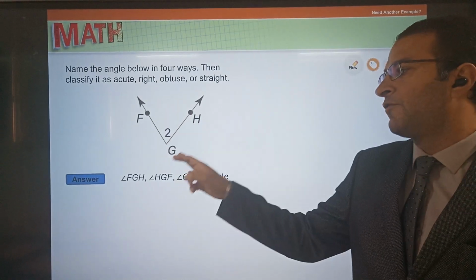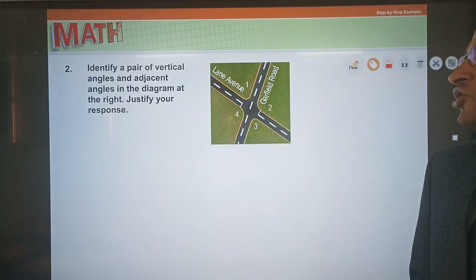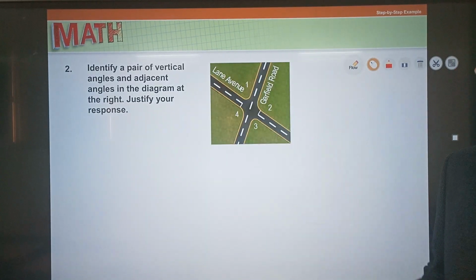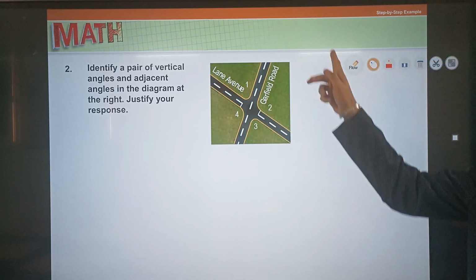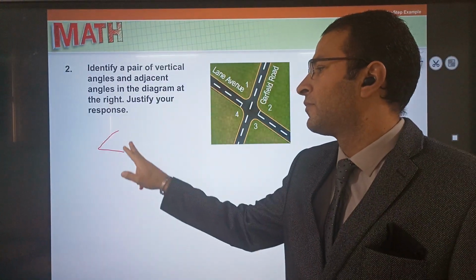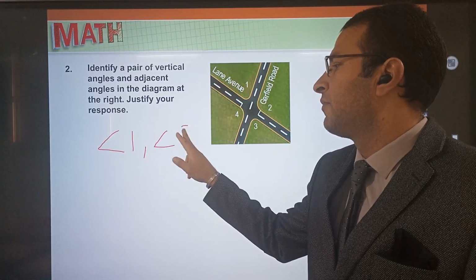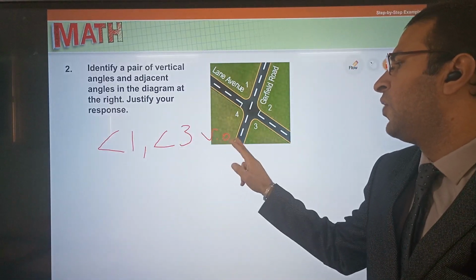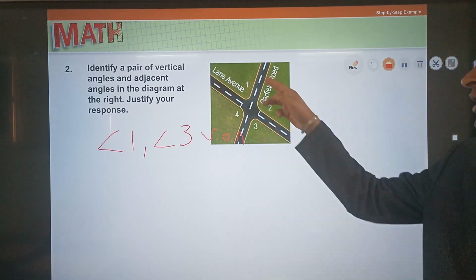So we can call this angle FGH or angle HGF. Here in this example, we have 2 roads, 2 streets. The 2 streets intersect together at the cross here. We need to know what is the vertically opposite angle and what is the adjacent angle. Here I can say that angle 1 and angle 3, you can see that angle 1 and angle 3, they will be VOA, vertically opposite angles.